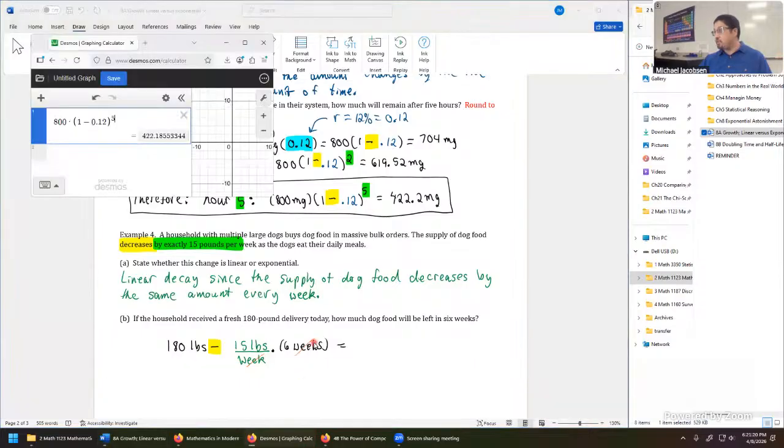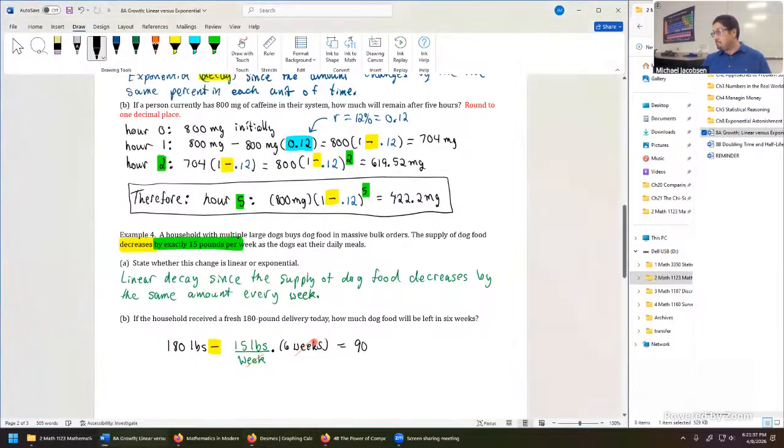And so in the calculator for this one, take 180 minus 15 times 16, excuse me, 6 weeks. 16 would have been an emergency, right? We're in the red now. Times 6 weeks would get 90 pounds of dog food. So that's how much is left in a 6-week period.